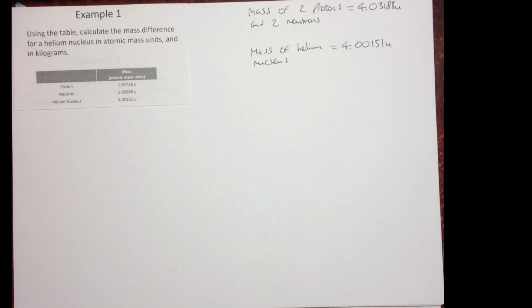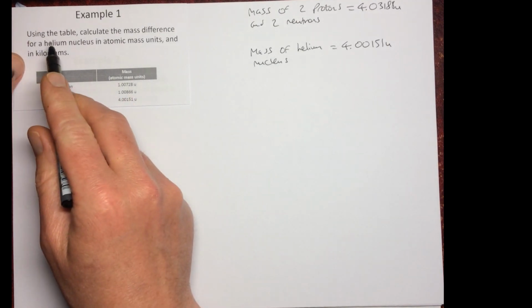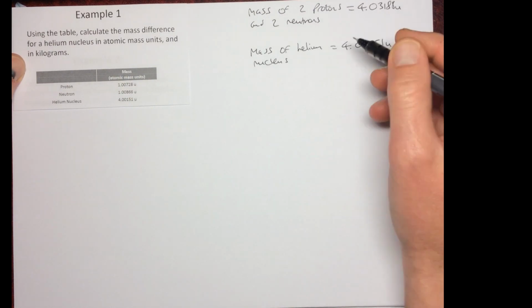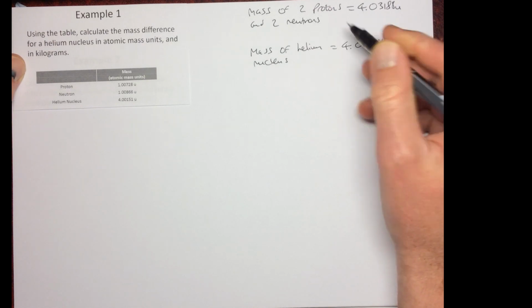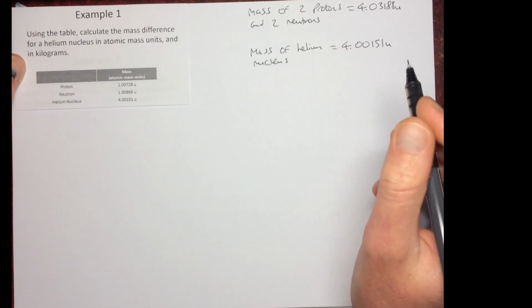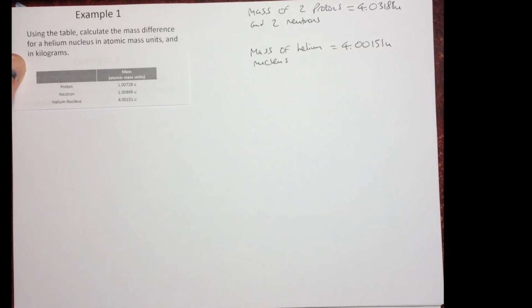Okay, so going back to example 1, I would suggest now that you have a go at this. Calculate the mass difference for a helium nucleus in atomic mass units and in kilograms. Now the mass difference is just the difference in mass between the mass of 2 protons and 2 neutrons when they're separated and individually situated, and the mass of a helium nucleus. So pause the video and have a go at that. Okay, so let me show you how to do this.